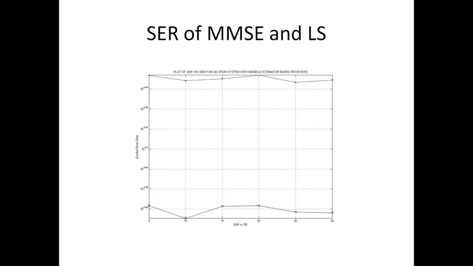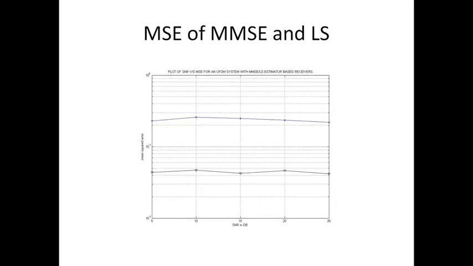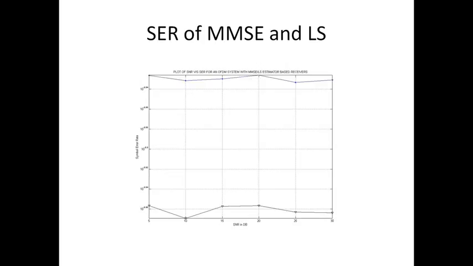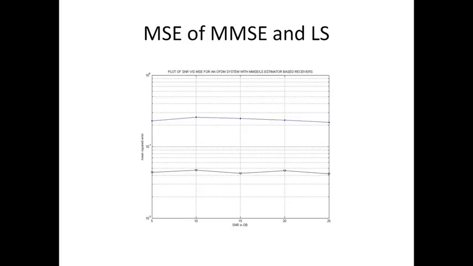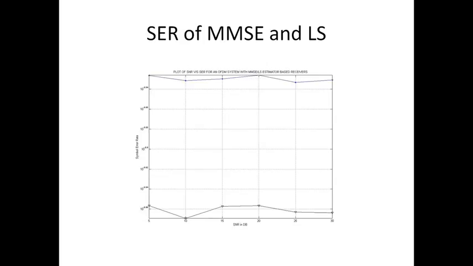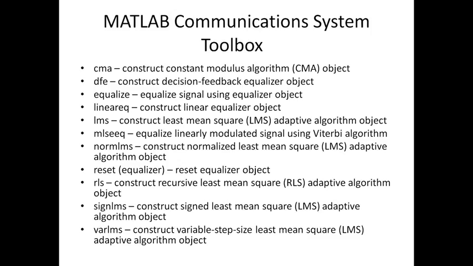And here it plots the symbol error rate of those two signals. And once again, the blue is on top, so the mean squared error has a higher error. Sorry, so least squares is better in this case, in both these cases. I'm sorry, I misspoke.